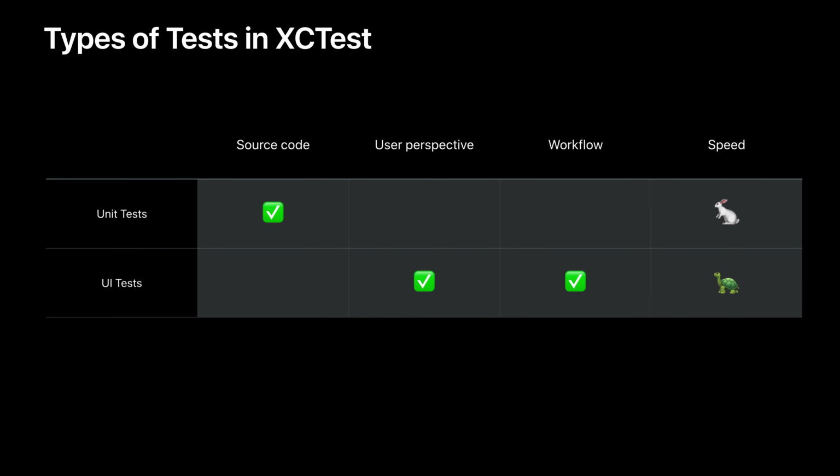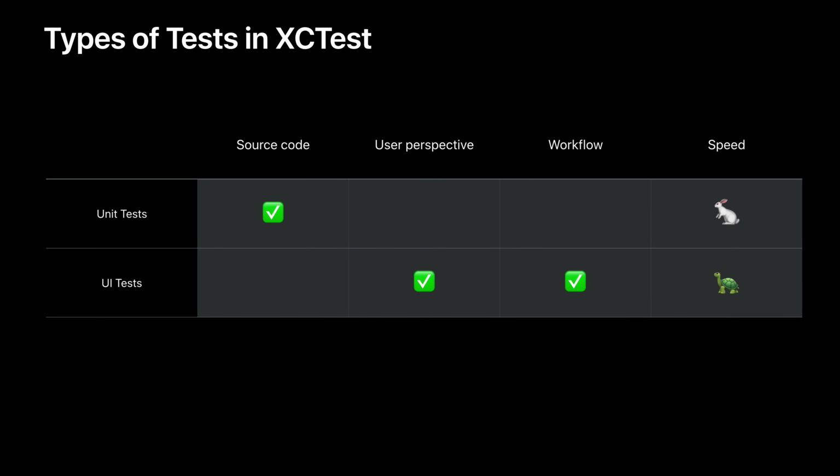Lastly, performance tests run multiple times over a given test to look at the average timing, memory usage, or other metric given to it to make sure you don't introduce regressions in these areas. Today, we'll be focusing on unit and UI tests. The easiest way to get started with testing in your Xcode project is to choose to include both unit and UI tests when starting a new project.